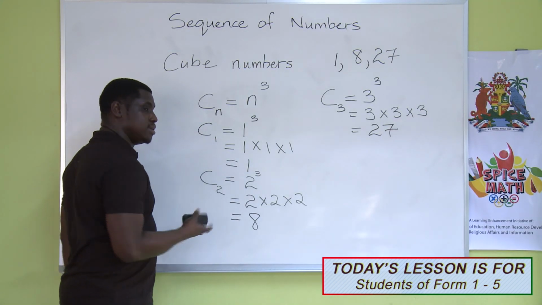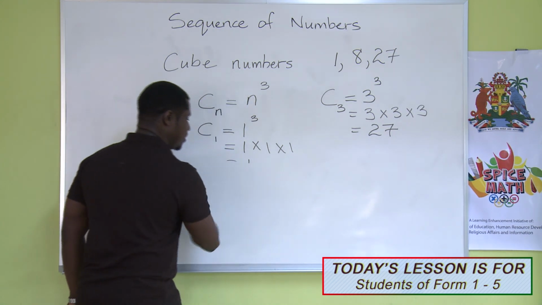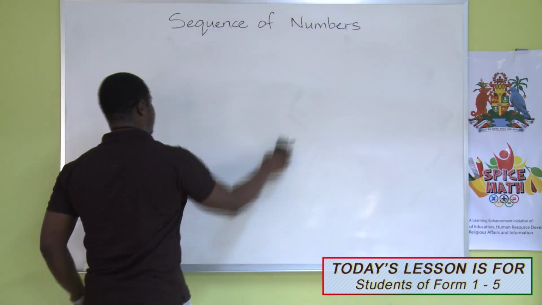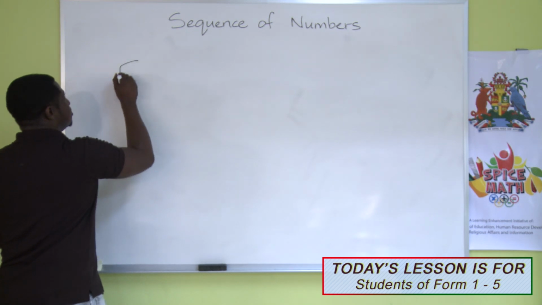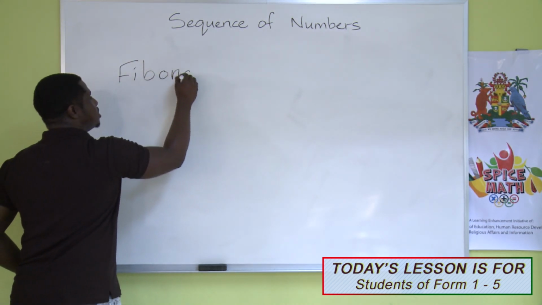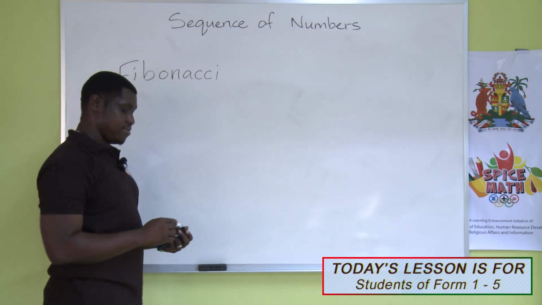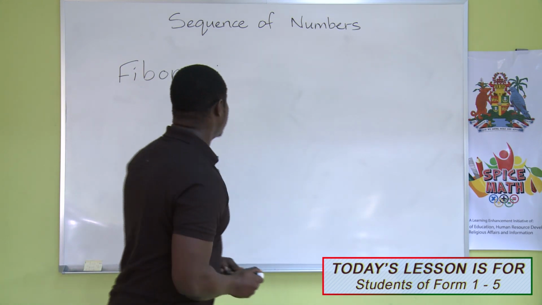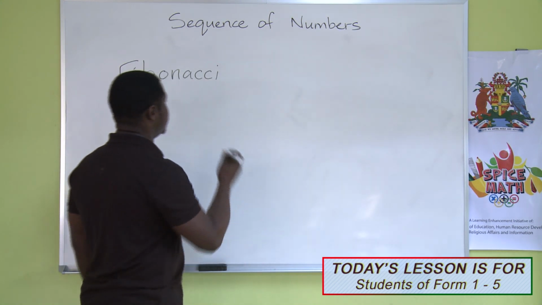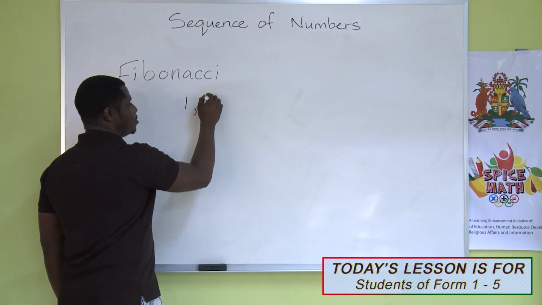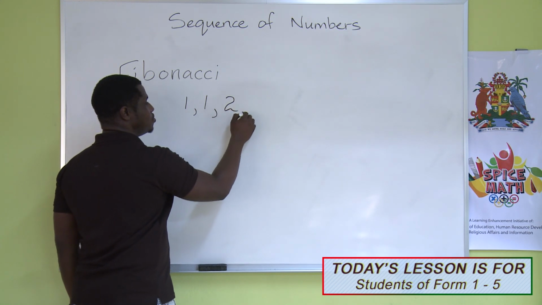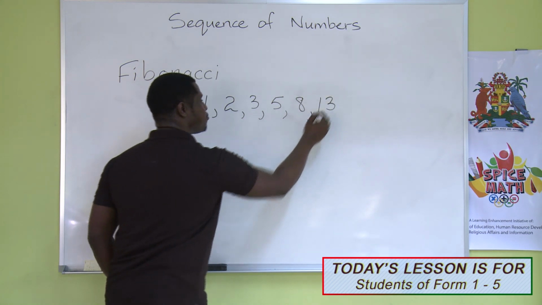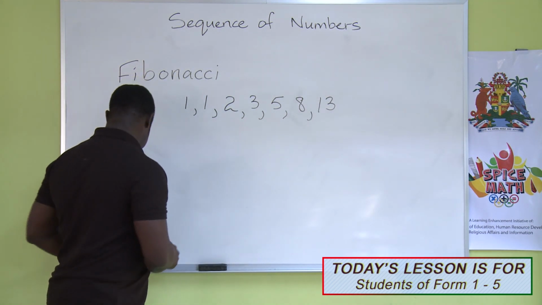Now the final pattern that I'm going to look at with you today sounds like a little fancy word. This pattern is called the Fibonacci pattern. Now, what happens with the Fibonacci sequence? Let me show you if we can first of all see a pattern. 1, 1, 2, 3, 5, 8, 13.